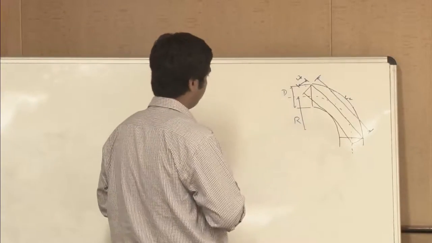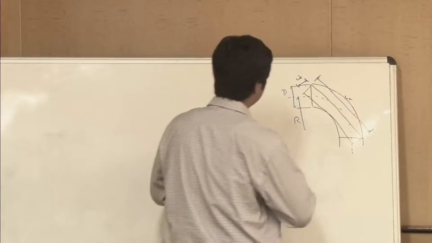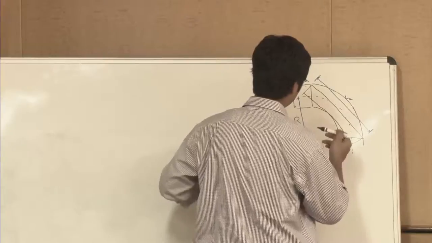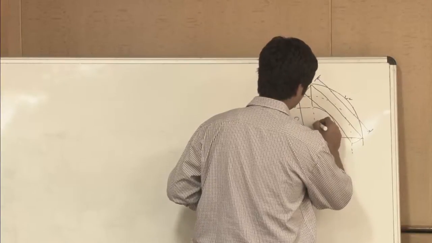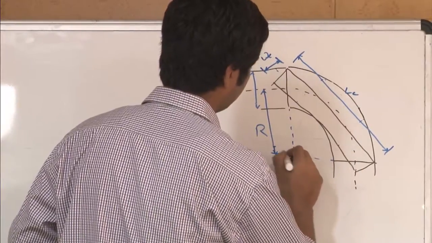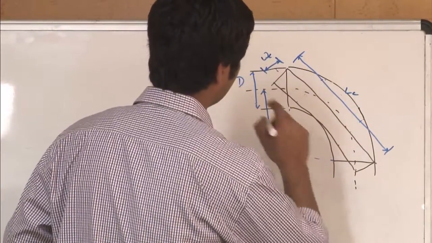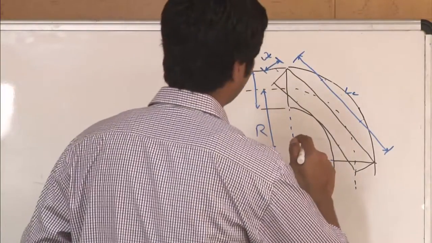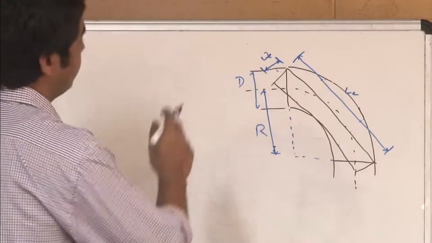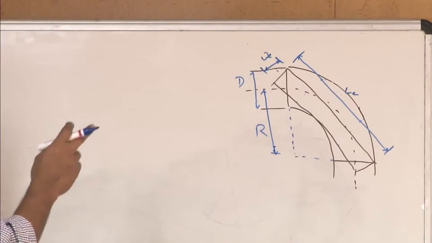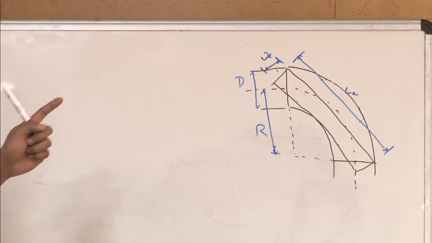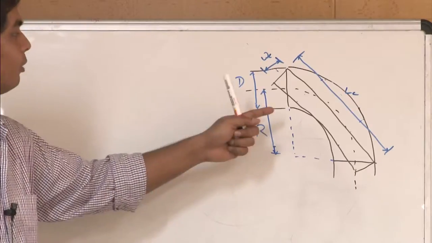Okay. Then first, we'll find what should be the WC and LC for a particular elbow.